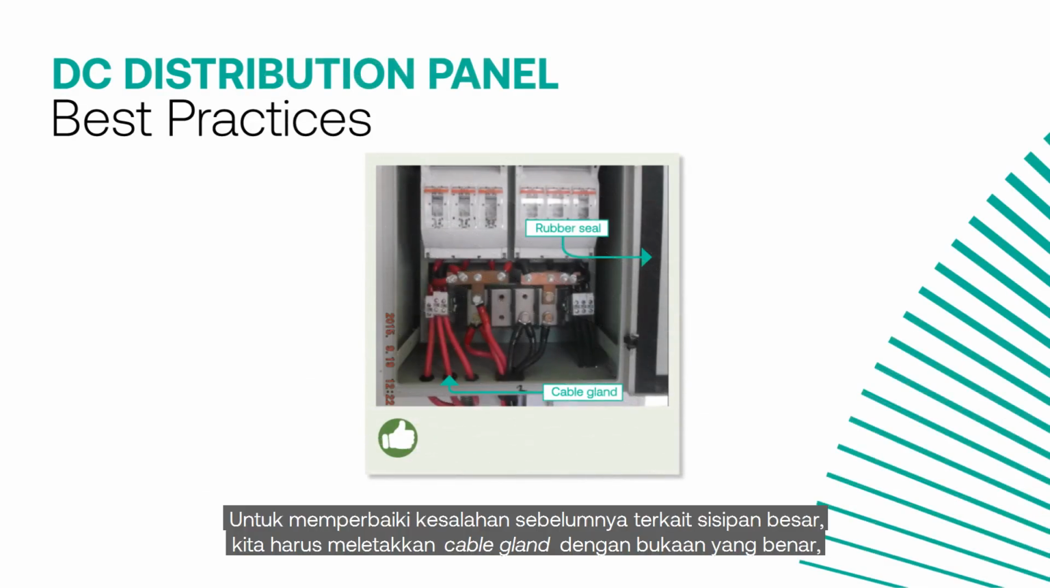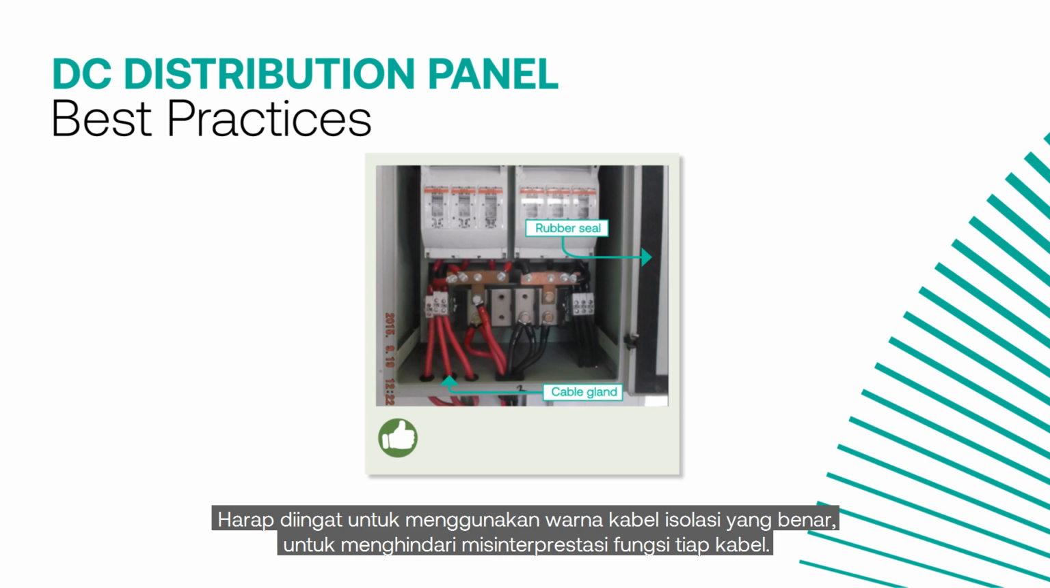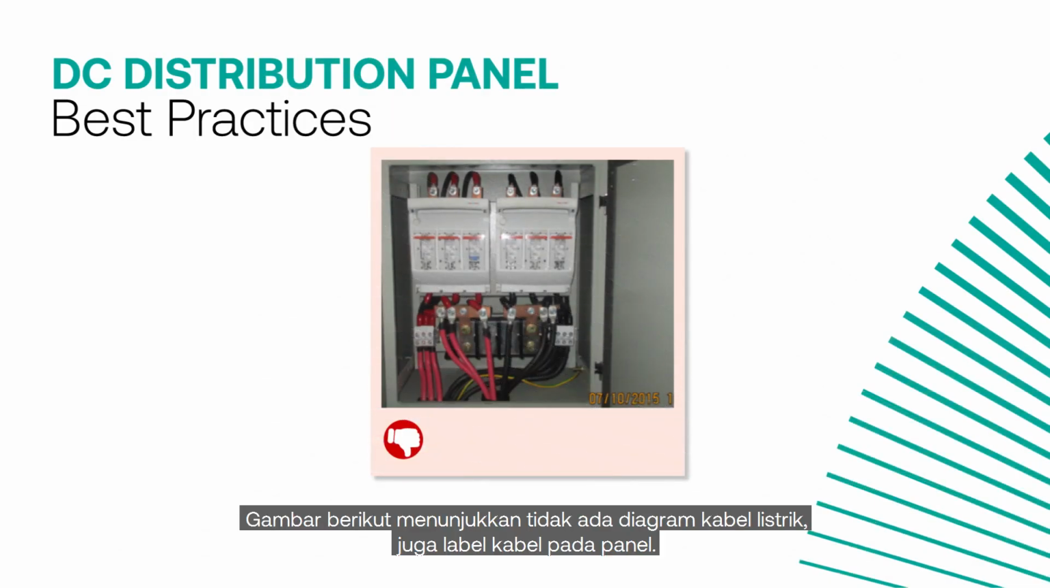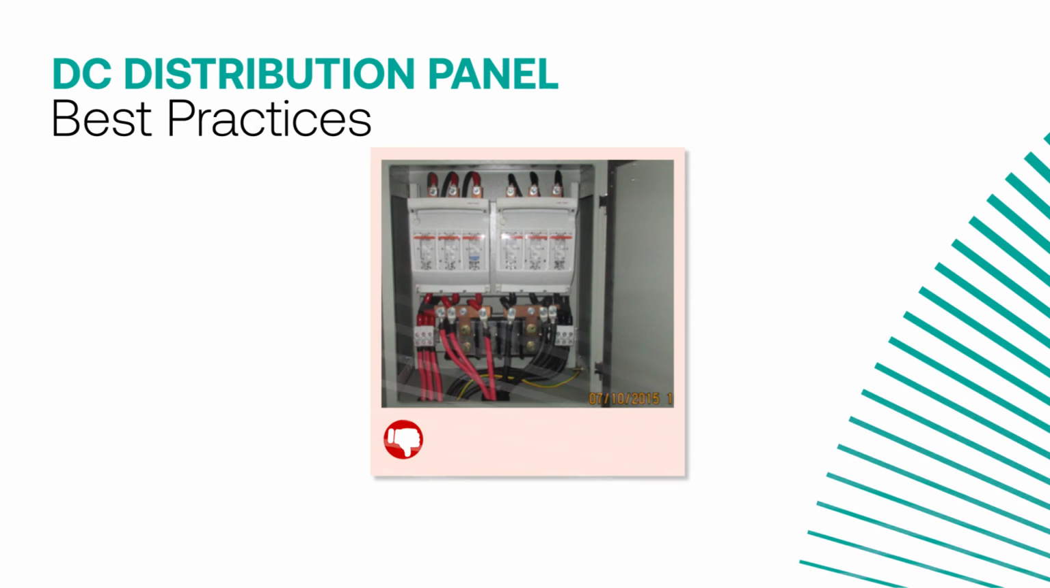To fix the mistake of previous panel on big insertion, we need to put cable gland with correct opening according to cable cross-sectional area. Reroute the cable through the cable gland. Please remind to also use the correct color of cable insulation to avoid misinterpretation of the function for each cable type. The picture shows that there is neither electrical wiring diagram nor cables label in this panel. This could lead to some difficulties in operation and maintenance.